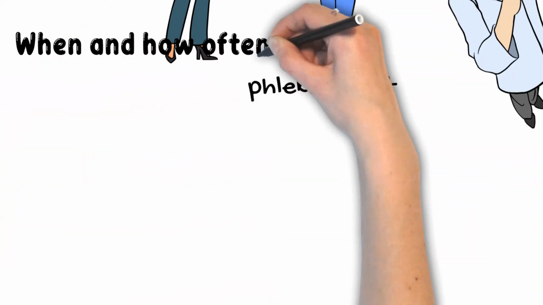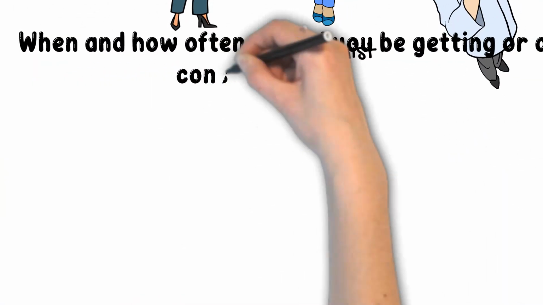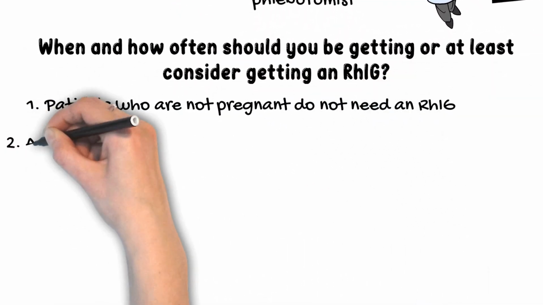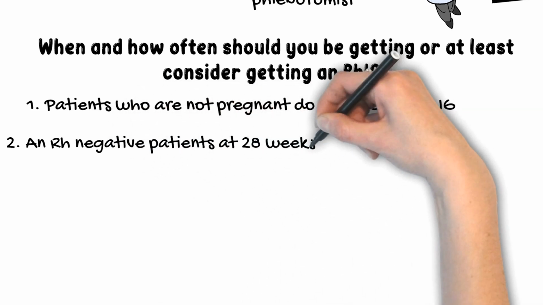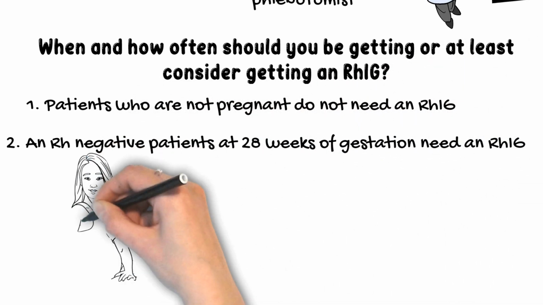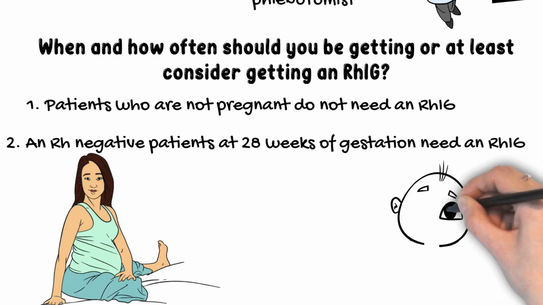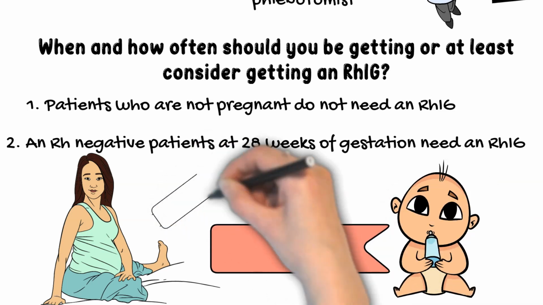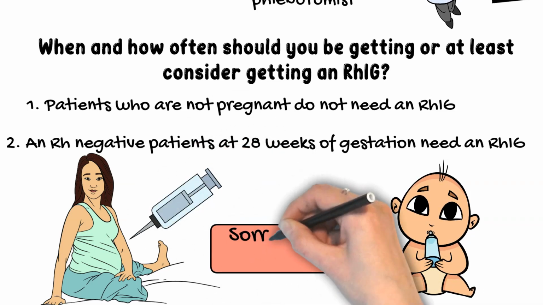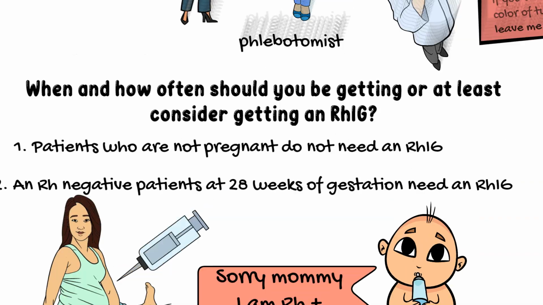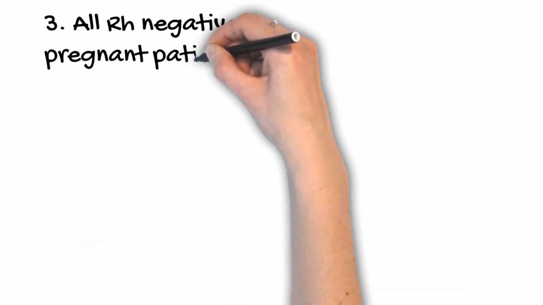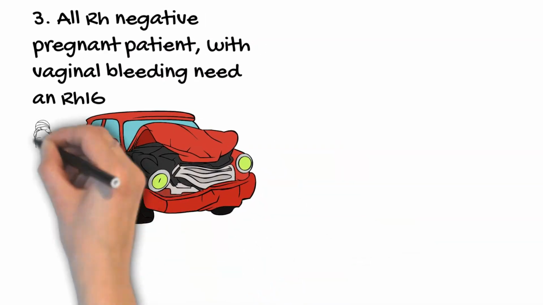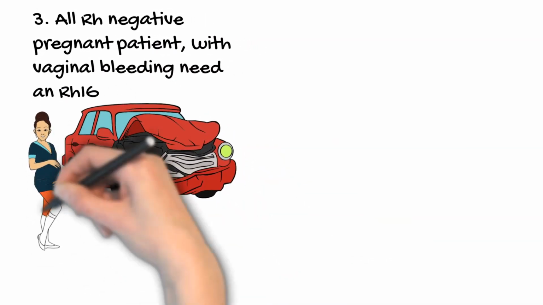When and how often should you be getting or at least consider getting an RhIG? Patients who are not pregnant do not need an RhIG. Normally, pregnant patients with Rh-negative should be getting an RhIG around 28 weeks of gestation and another dose once the baby is delivered, unless the newborn is also an Rh-negative baby. A pregnant patient with Rh-negative may be a candidate for RhIG even before 28 weeks of gestation, if the patient has vaginal bleeding due to trauma to the abdominal area.